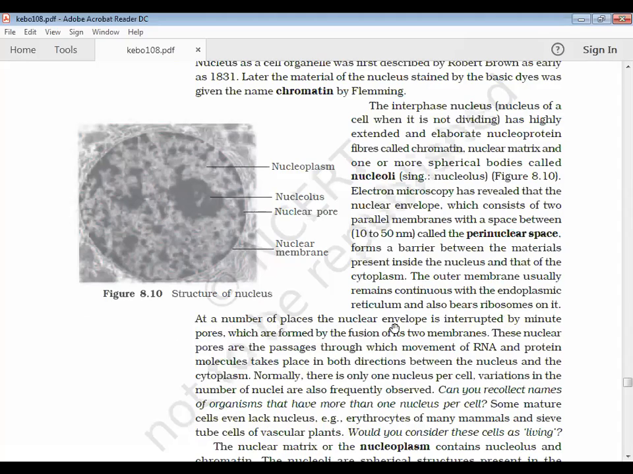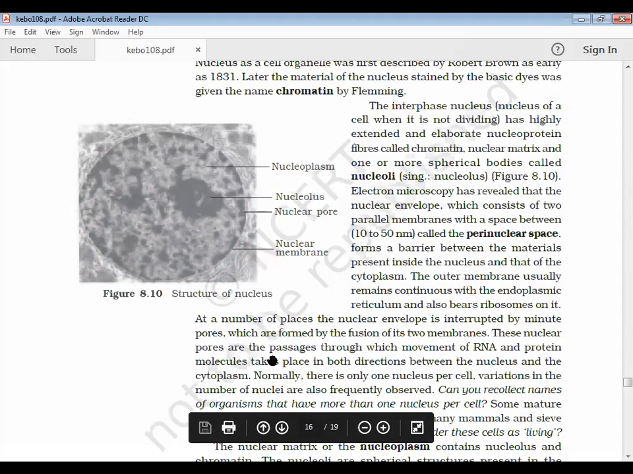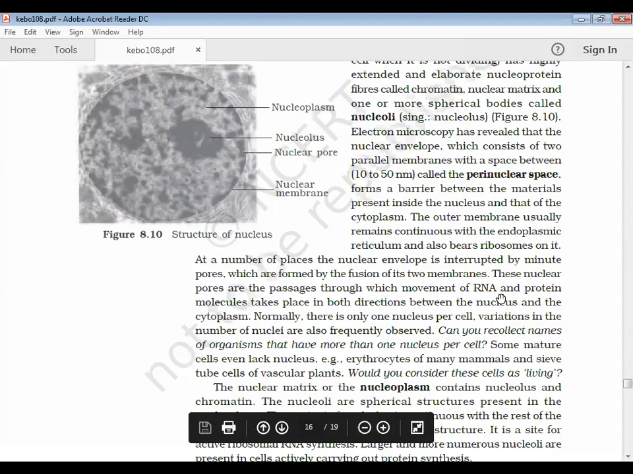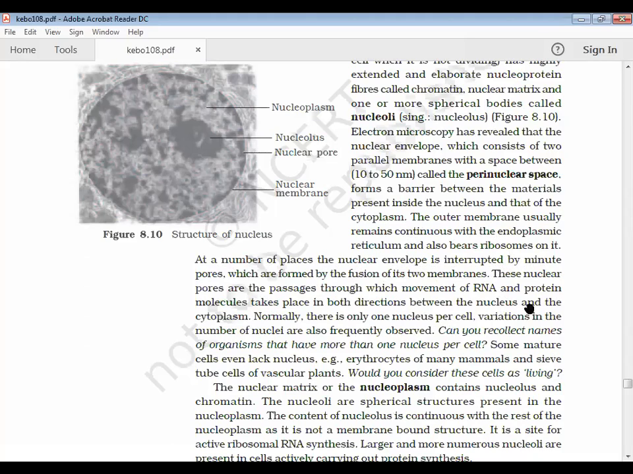At a number of places, the nuclear envelope is interrupted by minute pores, which are formed by the fusion of its two membranes. These nuclear pores are the passages through which the movement of RNA and protein molecules takes place in both directions between the nucleus and the cytoplasm.